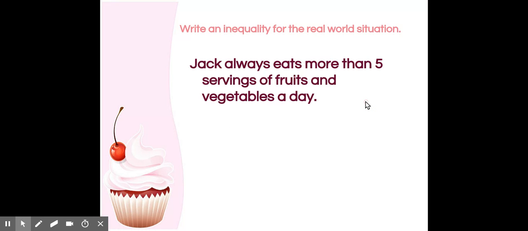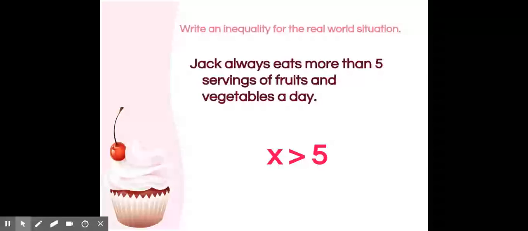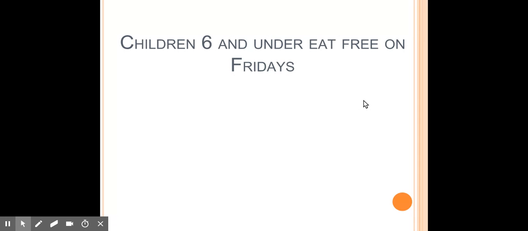Good scores, guys. Jack always eats more than 5 servings of fruits and vegetables a day. X is greater than 5. Way to go, Jack. Children 6 and under eat free on Fridays. C is less than or equal to 6.